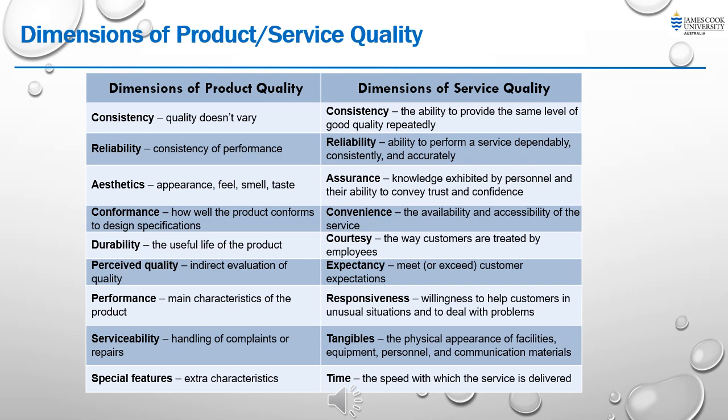The dimensions of product quality and service quality are kind of different. So when we're looking into product quality, we have consistency, reliability, statistics, conformance, durability, perceived quality, performance, serviceability, and specific features. But when we're looking at the dimensions of service quality, we are talking about consistency, reliability, so these two are the same, assurance, convenience, courtesy, expectancy, responsiveness, tangibles, and time.